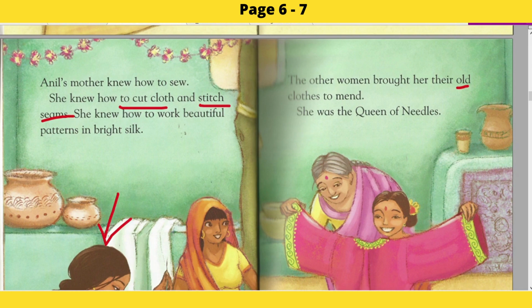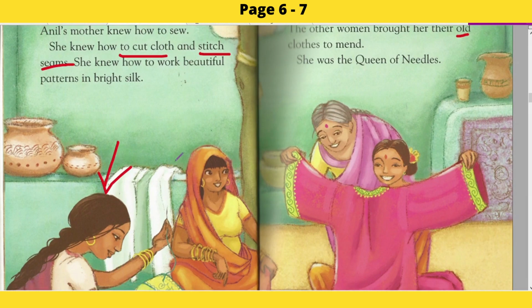Alright, look at these ladies, they look very happy. They're smiling. Why they're smiling? Because they're happy. The clothes that Anil's mother made was beautiful. They are happy because it's beautiful.